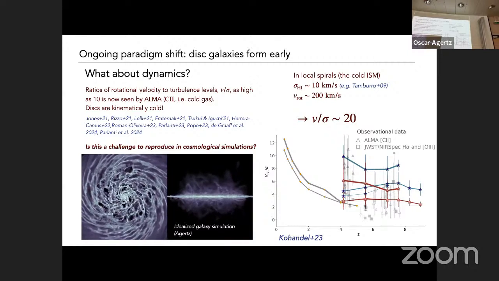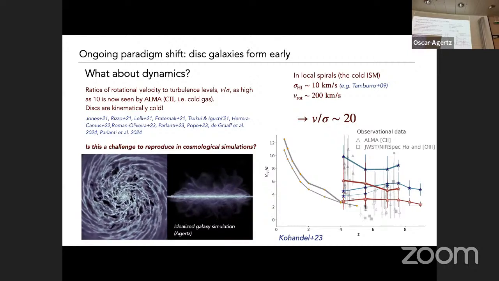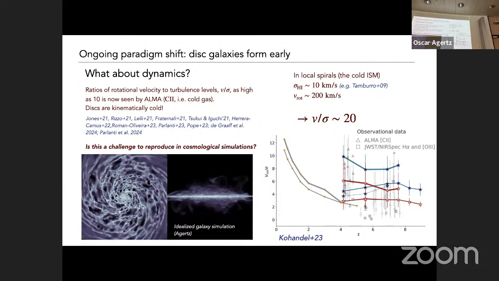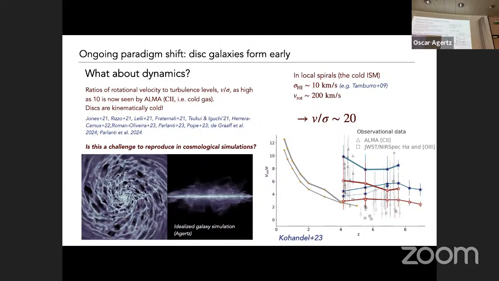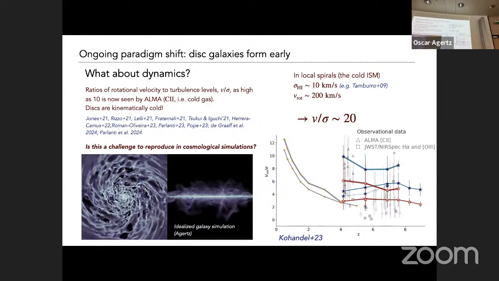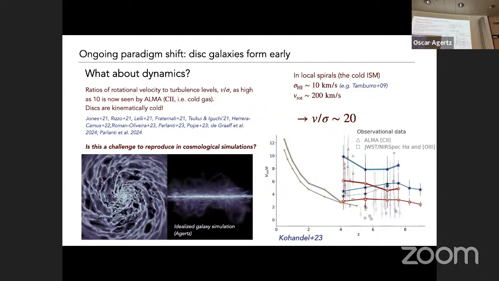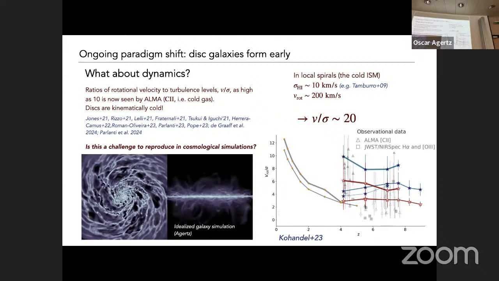She plotted V over sigma here versus redshift. What we have over here is observational data from ALMA, from the C2 emission line, and O3 for James Webb Telescope. So tracing basically cold and slightly warm gas, okay? These are the data points. So there's a big population, a family of galaxies that have very large values, right?